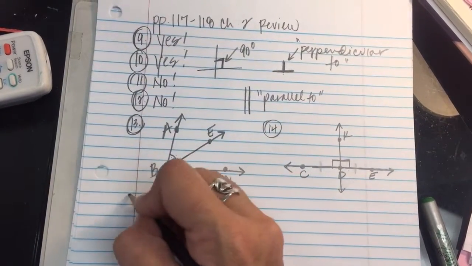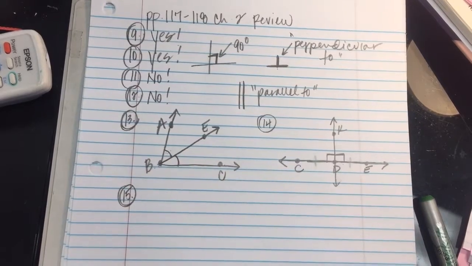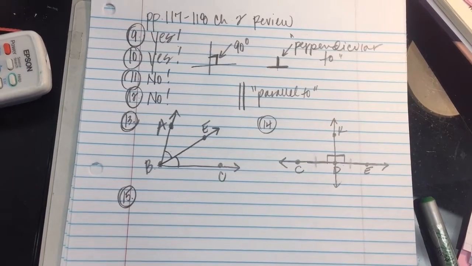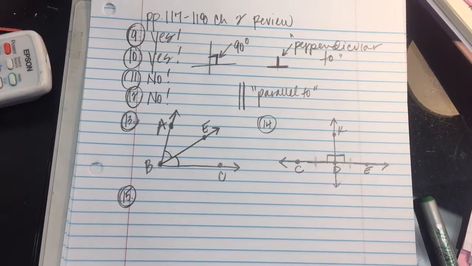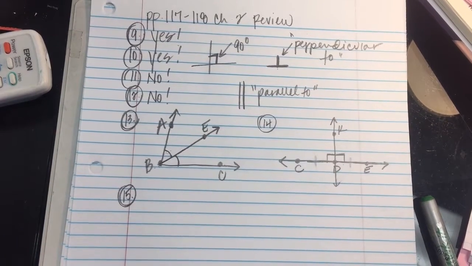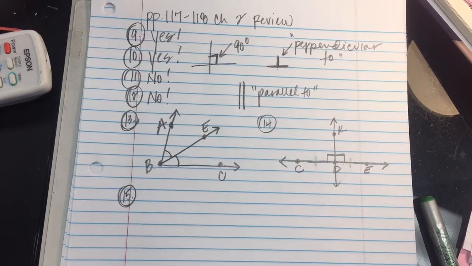And then number 15, I think we got a couple planes in 15. Plane P and plane R intersect perpendicularly in line XY.